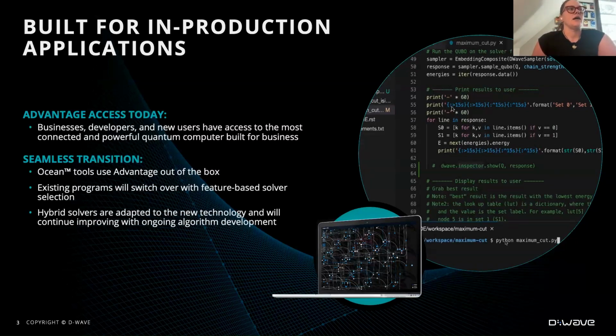Today we'll see our LEAP IDE, which is a development environment that we've built for our LEAP system. It's not the only way to access our technology. You can also use Ocean tools, which is an open software development kit, and we'll see that as well. One of the things we'll also look at is, once you've built a problem, what does that look like in the QPU? We'll see that using our problem inspector a little bit later on.